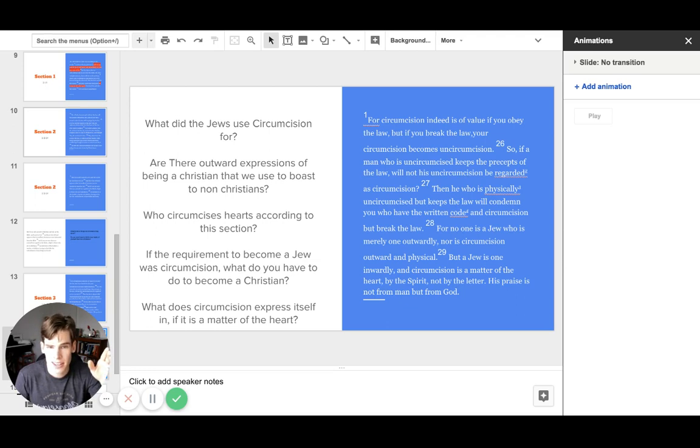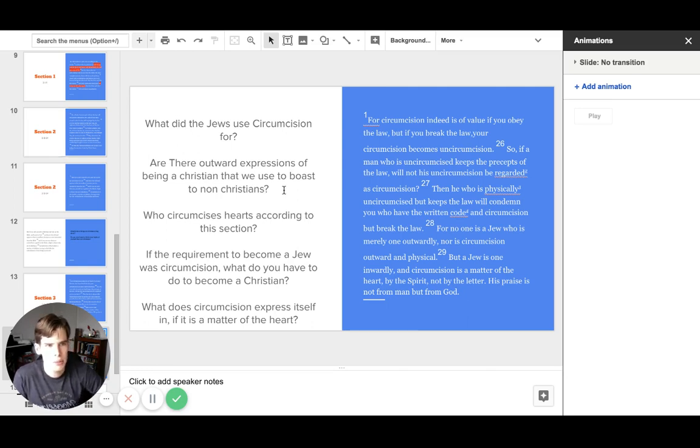And because, again, they were using it as something to boast rather than using it for God's intended purpose. So the Jews didn't use circumcision in the way that God intended it, largely speaking, or this person that Paul is talking to. Then you could ask, are there outward expressions of being a Christian that we use to boast to non-Christians? Again, a way to apply what Paul's talking about here.